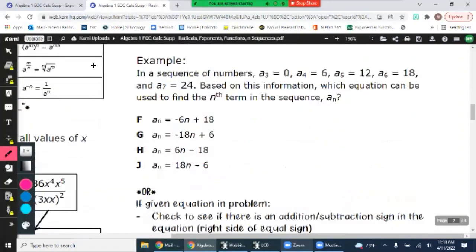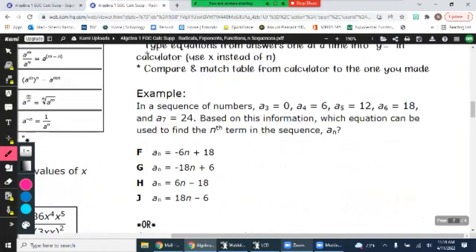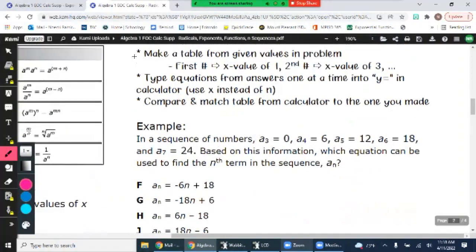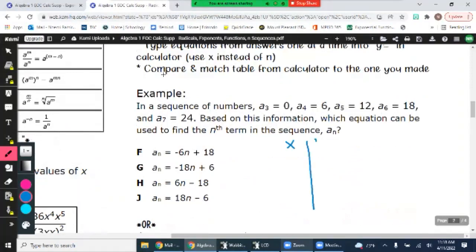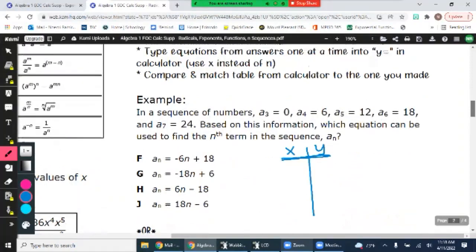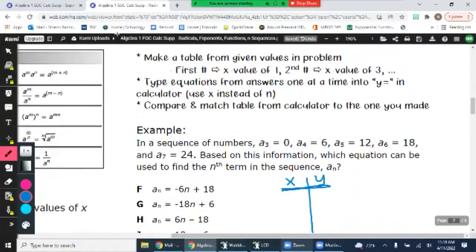All of your answer choices are in equation form. So one thing you can do is create a table out of them. You can create an X and a Y table. Now notice it says make a table from the values given. First number is your X value of 1, second number X value of 3.